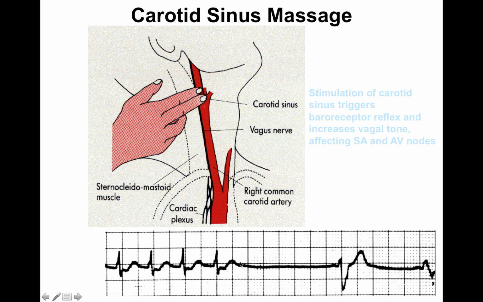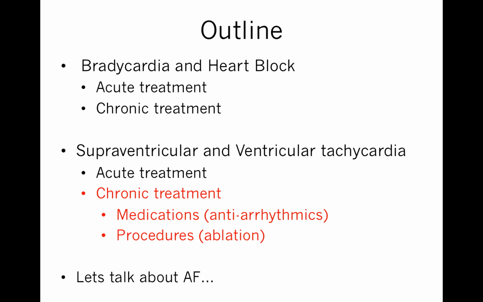So we discussed the acute treatment of arrhythmias, but then how do you prevent them from coming back? Well, the answer is either medications or procedures. So whether they're wide complex or narrow complex tachycardia, depending on what the cause is, if you're able to diagnose the cause, you can use medications or procedures to prevent them from coming back.